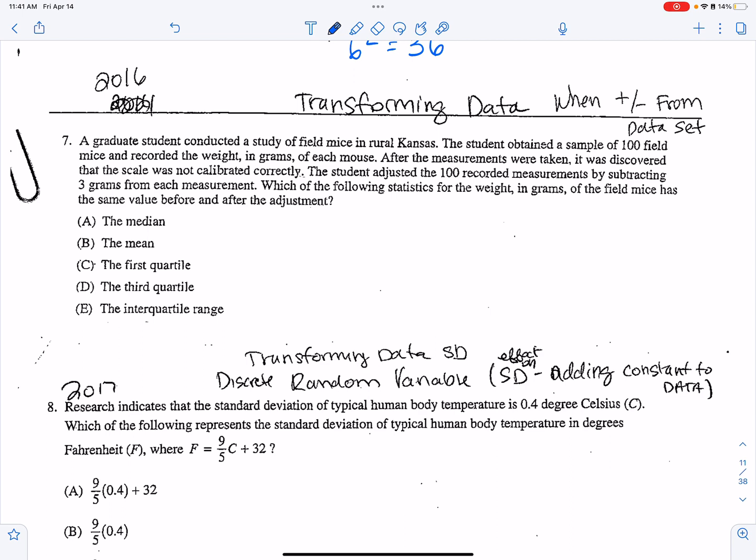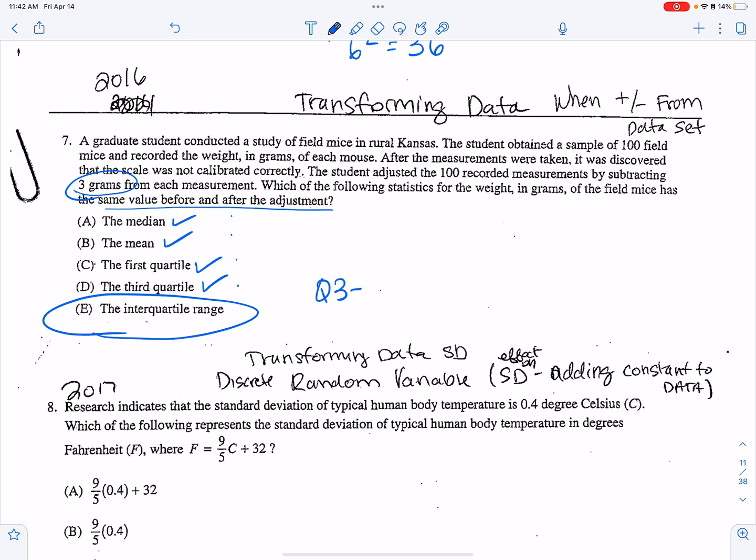Okay, transforming data when adding and subtracting from the data set. This one is telling me which of the following statistics in grams for the field has the same value before and after the adjustment. Well, all that happened in here is the student adjusted by subtracting 3 grams from everything. So this is going to change, this is going to change, this is going to change, because those are measures of position. It's the IQR that doesn't change because that's Q3 minus Q1. So if I had an IQR of 100 minus 97, and now my new Q3 is 103 minus 100, obviously I'm going to get 3 and 3 at the same time.